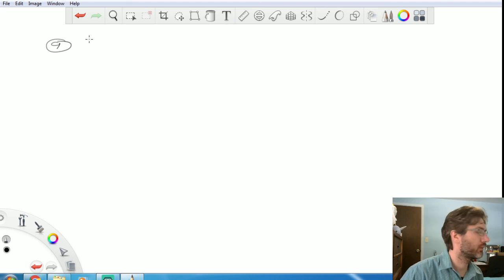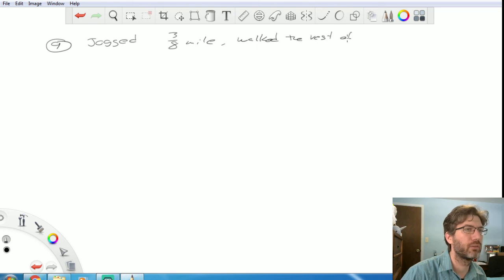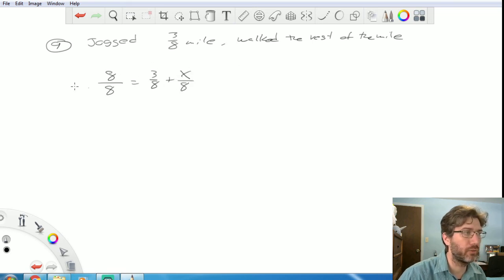Okay, so it's saying, just paraphrasing, we jogged 3/8 of a mile and walked the rest of the mile. So if we jogged 3/8 of the mile, the rest of the mile would be the remaining eighths. So 8/8 has to equal 3/8 plus x/8. And you can solve that way, or you can just do 8 minus 3. But x here is going to equal 5/8.